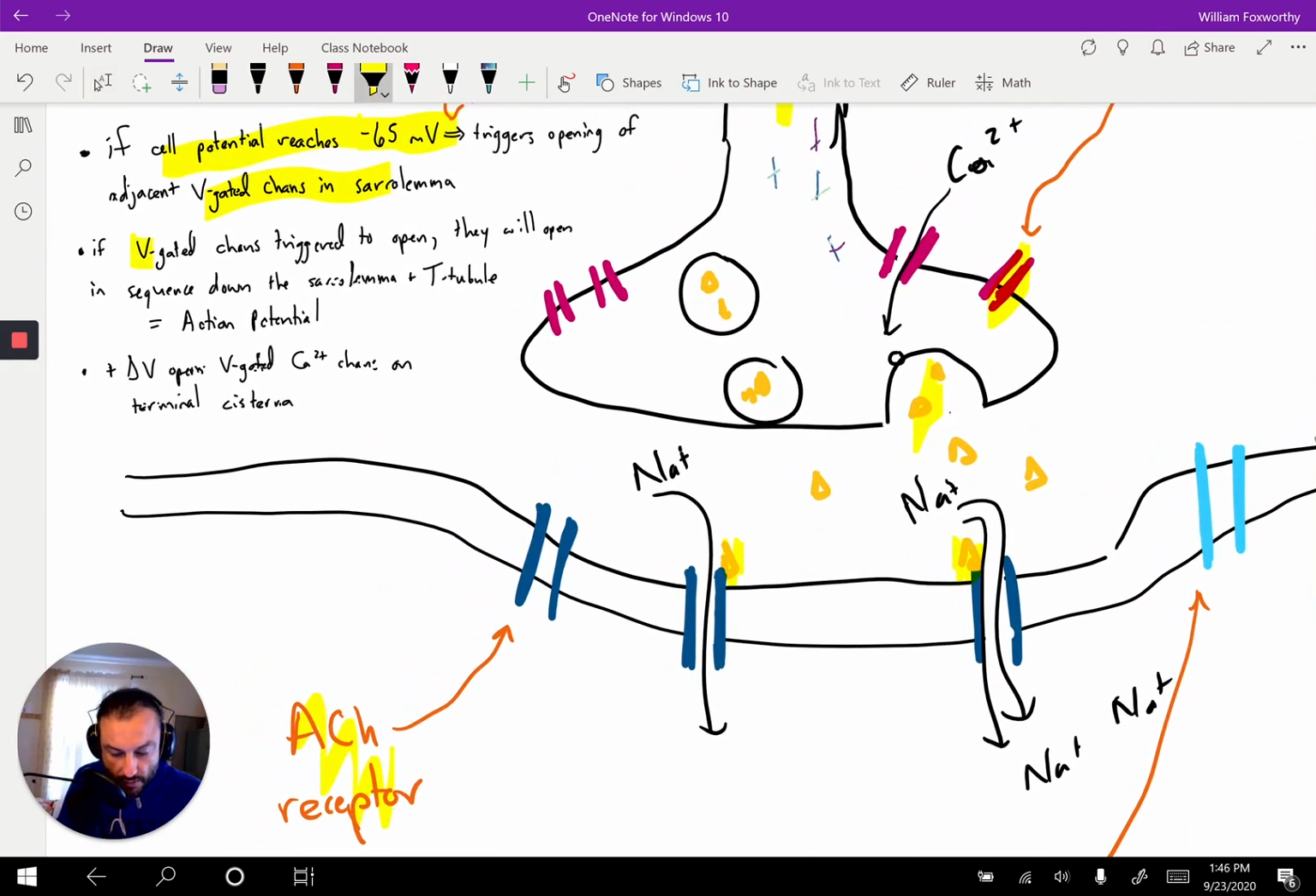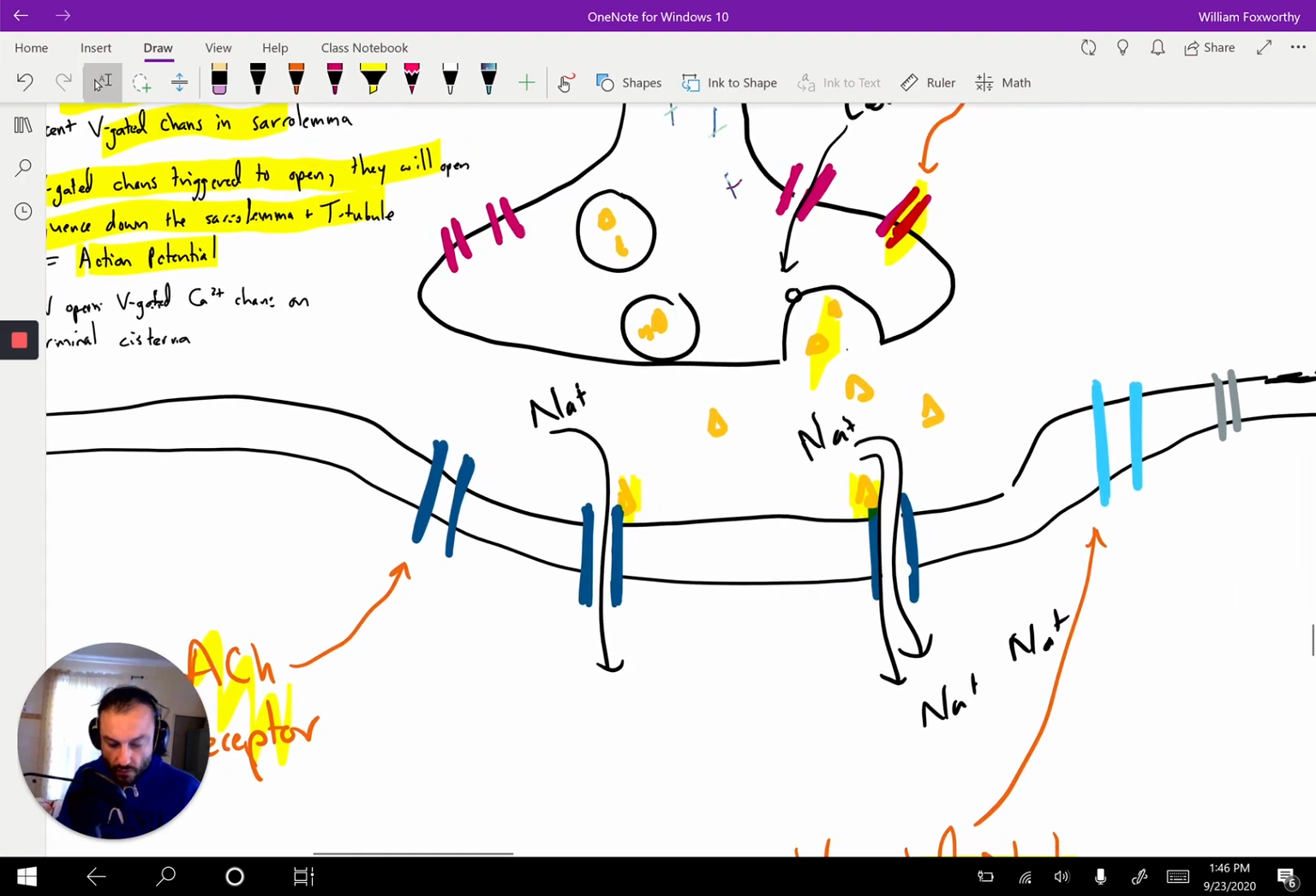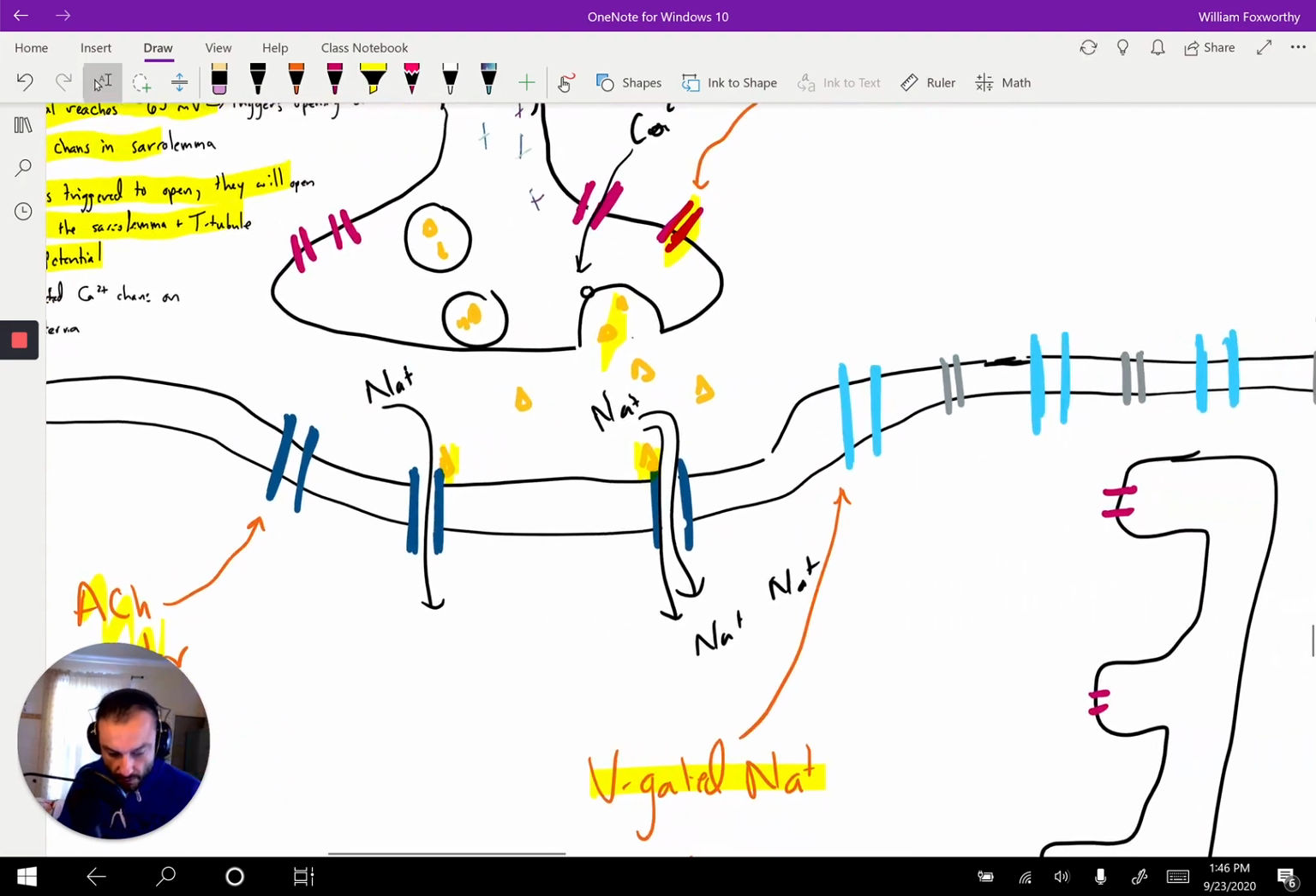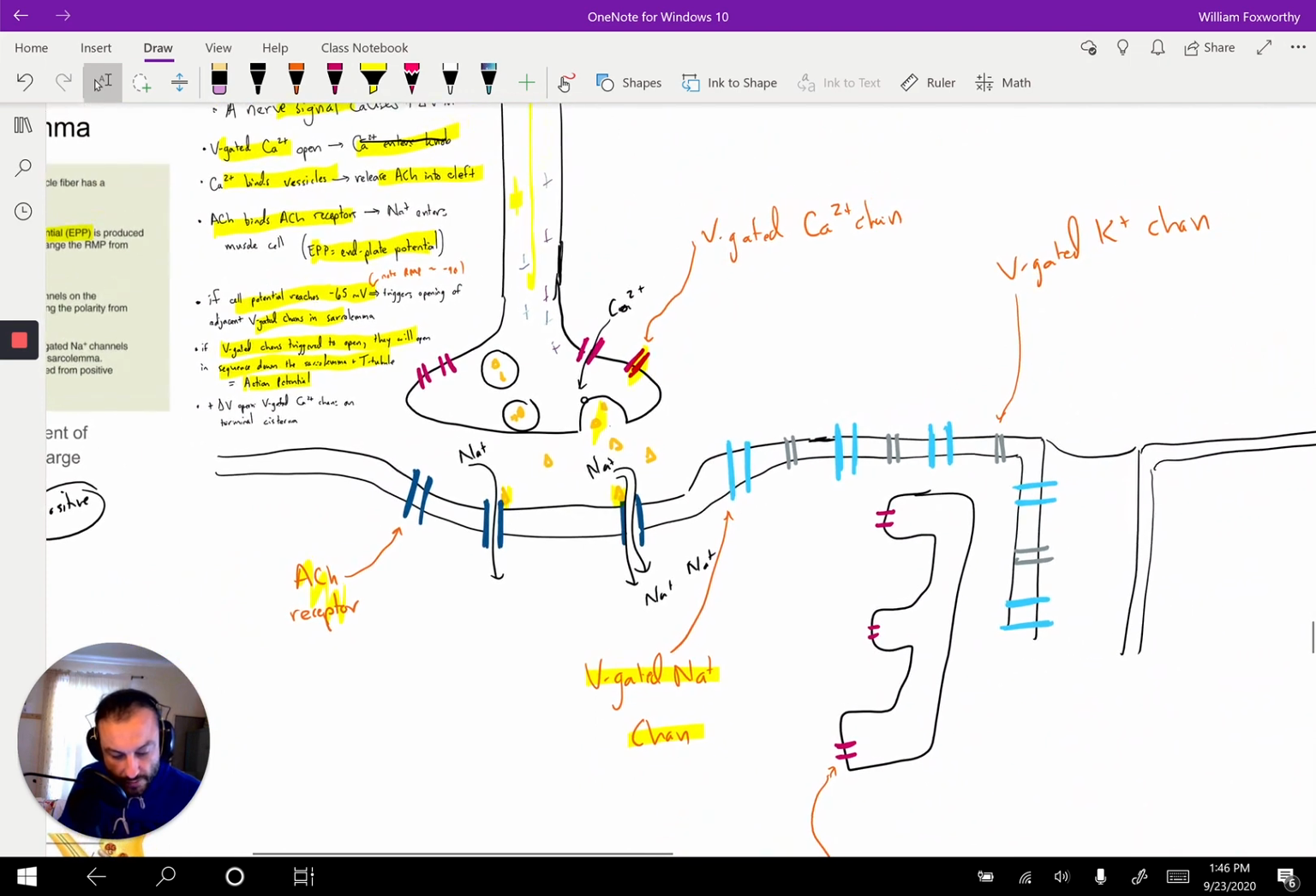If you trigger those voltage-gated channels to open, they're going to open in sequence down the sarcolemma and T-tubule, and we call that all or none signal the action potential. Once it's triggered, it is going to go all the way. So let's say that we have enough sodium entering our motor end plate to cause this to become positive. That's going to trigger your voltage-gated sodium channels to open. Sodium is going to then enter down in sequence through these channels that become open sequentially.